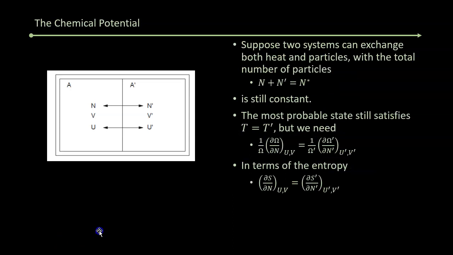So now let's look at what happens if they can exchange particles. If a molecule can go from one side to the other, well, the total number of particles is a constant. And so we just have to think about what this means. The most probable state still satisfies this. We're now keeping U and V constant. In terms of entropy, we still have the partial of the entropy with respect to the number of particles, with energy and volume constant, equals the partial of entropy on the other side with respect to the number of particles. So the entropy changes with respect to the number of particles are equal on both sides. That's where we're in equilibrium. The most probable state is our equilibrium state.